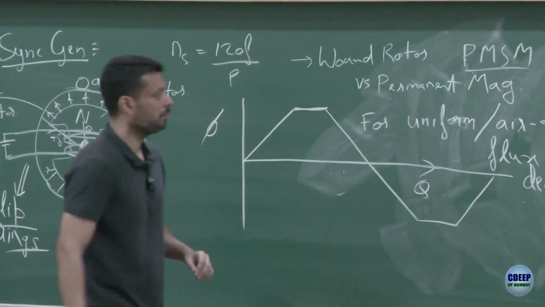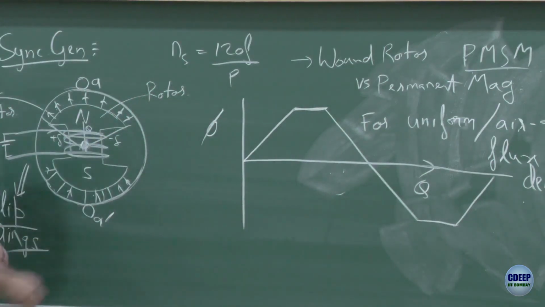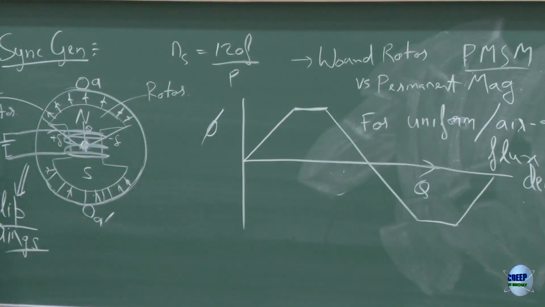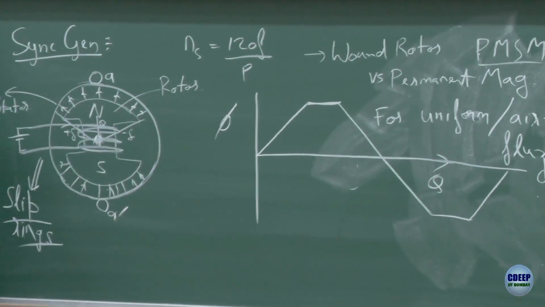If I have a uniform air gap flux density, that means the flux density here, here, and here, everything is the same. That happens if I have a uniform air gap, because the reluctances of all the paths are the same. So flux will equally divide, and I'll have a uniform flux density. If you have a uniform flux density, this is how the flux would look.